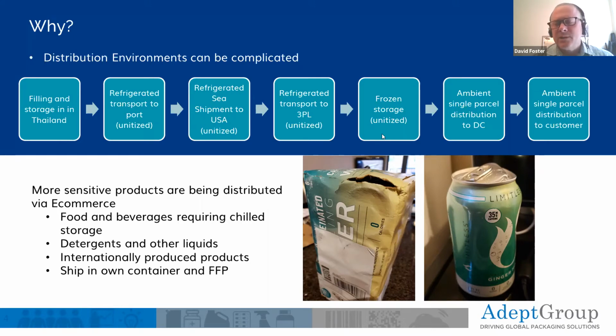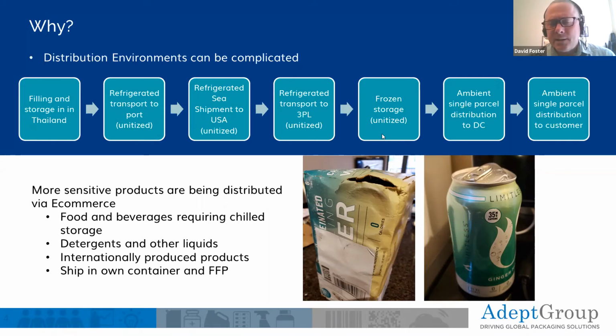detergents and other liquids, which have always been a problem in the e-commerce environment, but more and more liquids are going through that channel now. We have internationally produced products that have to make their way to the US before they're broken down into single component. And then we have the ships-in-own-container and frustration-free packaging requirements through Amazon.